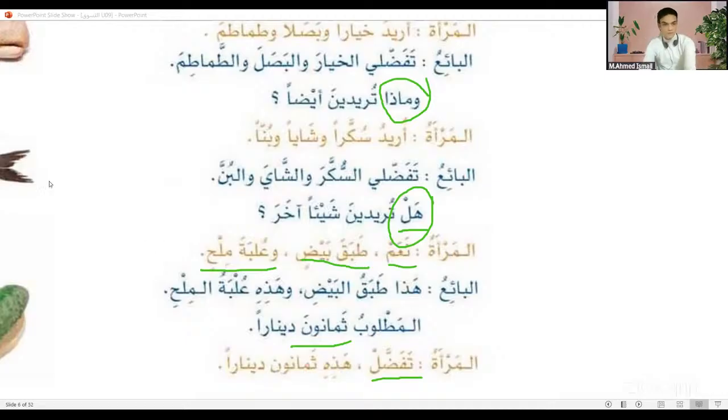So this is the end of this حوار. Alhamdulillah, we finished it before the time. And let's review it quickly.